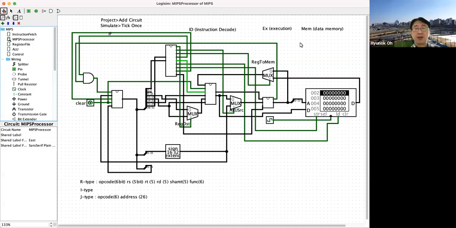Okay. So last time we looked at how to design the MIPS processor, and actually we are completing the design of this MIPS processor. As I mentioned, this one should be finished on next Monday. So you have to submit your design through the portal site.